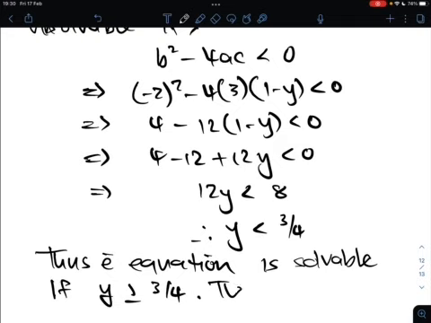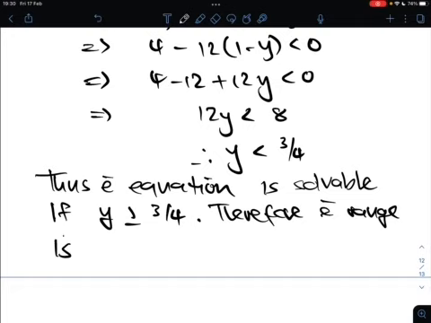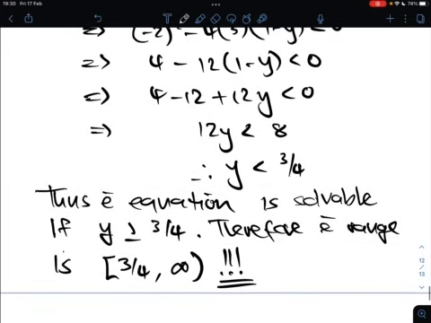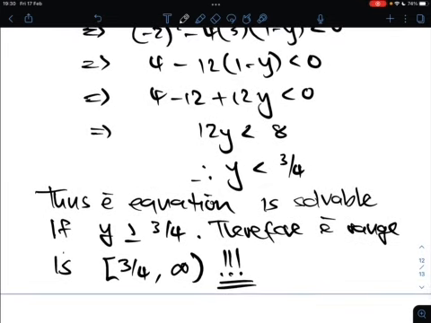So therefore, what is the range? The range that we're looking for is everything from 3 quarters to infinity. So that forms the range of this particular function that we are looking for. Knowing the values for which the function is not solvable will actually give us the range, the values for which the function is solvable. So that specifies the range that you are looking for. So this is the range of our equation.